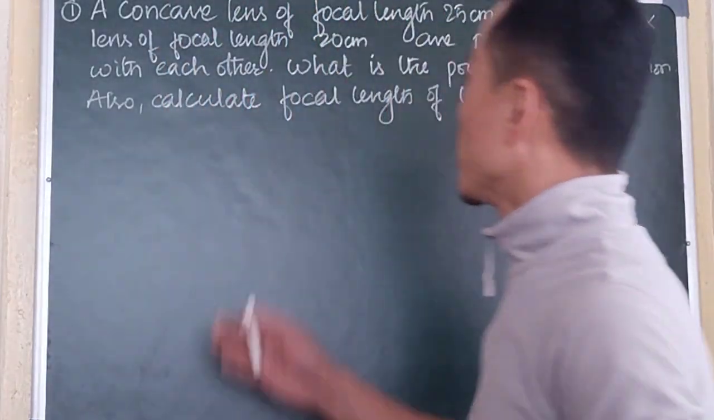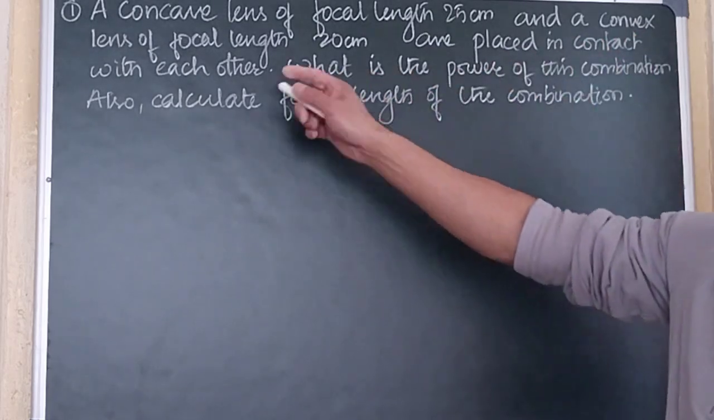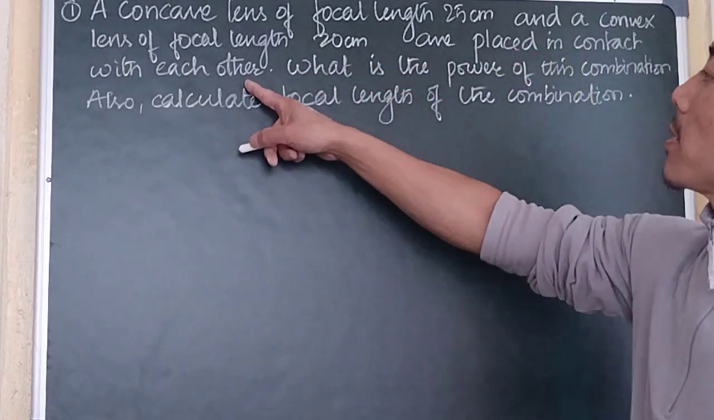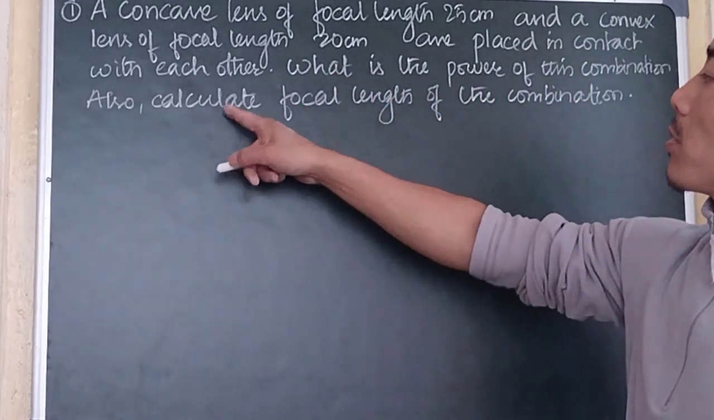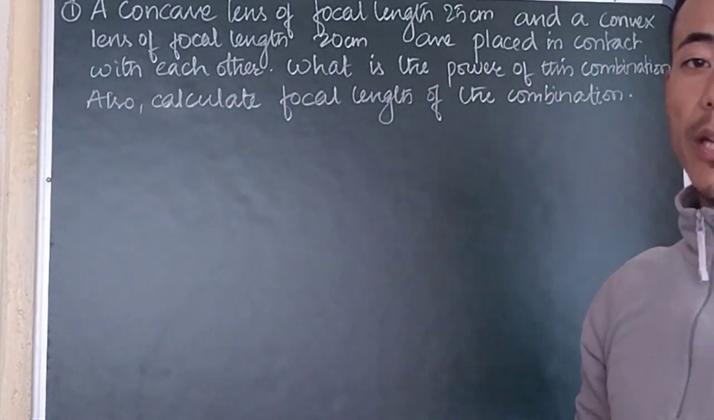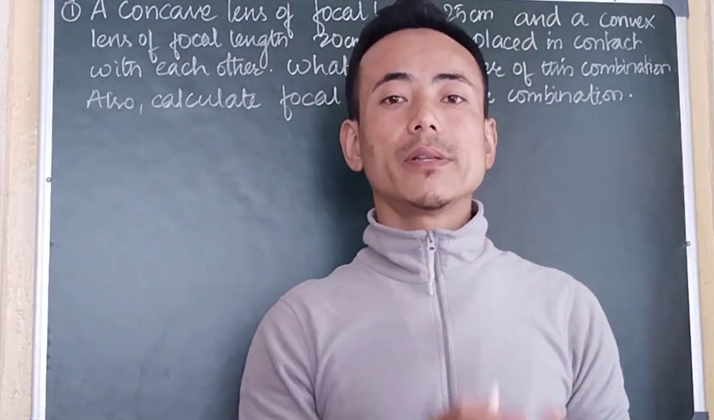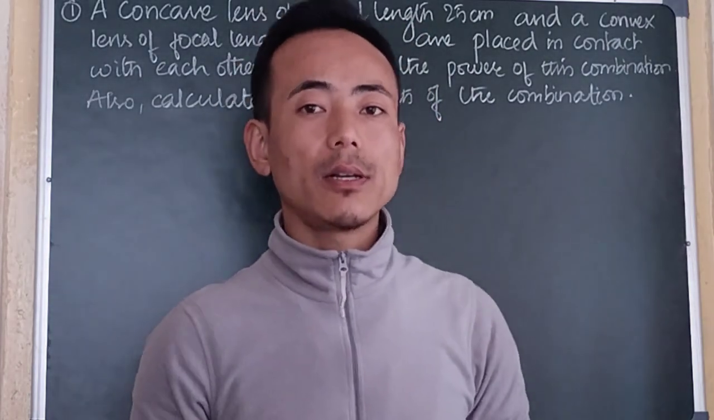The question is: a concave lens of focal length 25 centimeter and a convex lens of focal length 20 centimeter are placed in contact with each other. So we have two lenses, concave and convex. What is the power of this combination? And also calculate the focal length of the combination. One is concave, another one is convex, and you have to find the equivalent power and equivalent focal length.